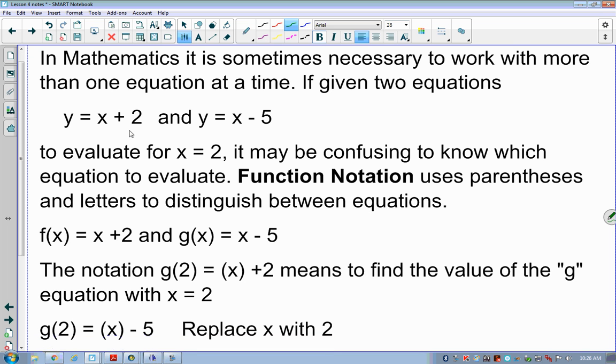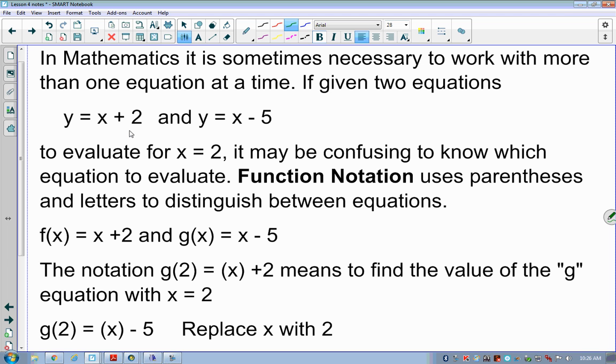All right. So in math, it is sometimes necessary to work with more than one equation at a time. Given two equations, in this case, we have y equals x plus 2, and we have y equals x minus 5. Now, if I was to evaluate x equals 2, it could be confusing to know which equation to evaluate. Which equation do I want to plug 2 into? I may not want to plug it into both.